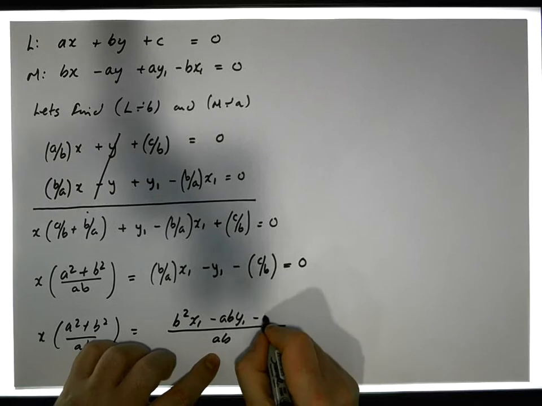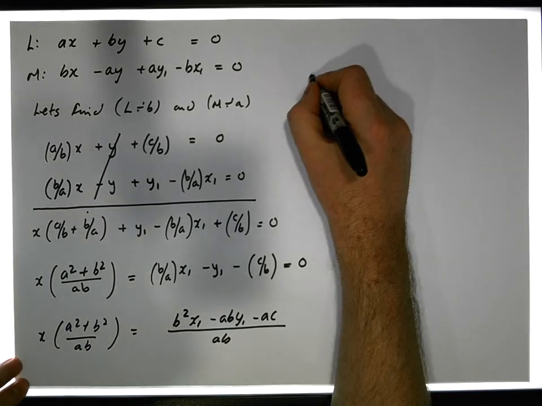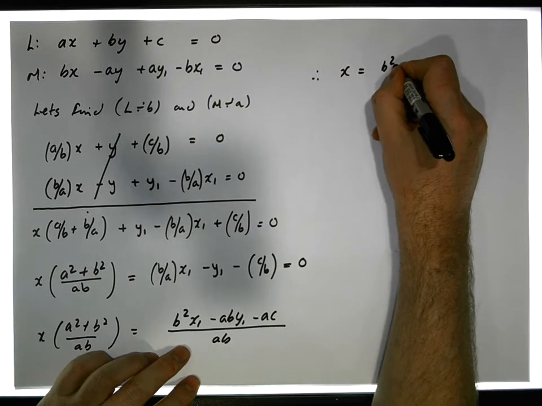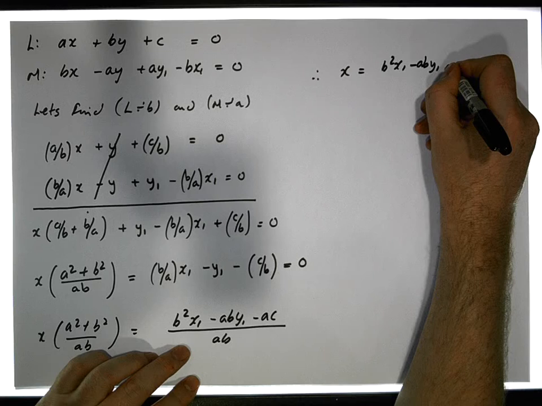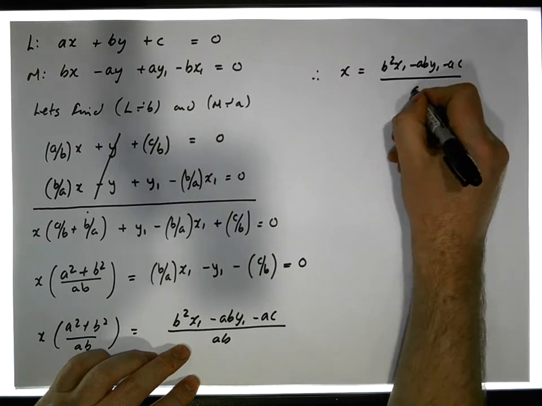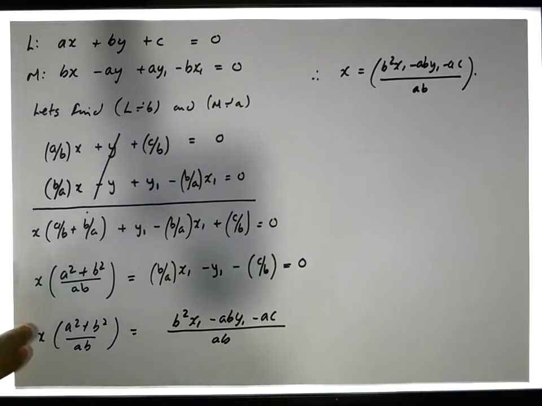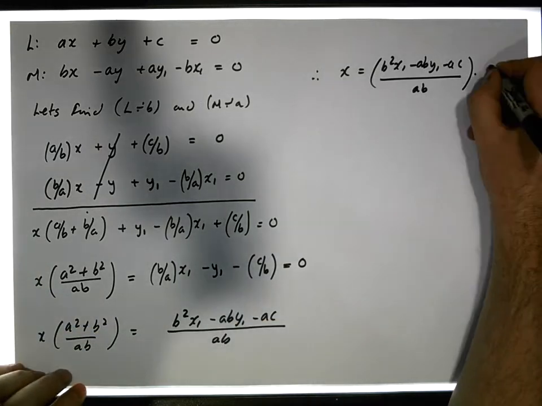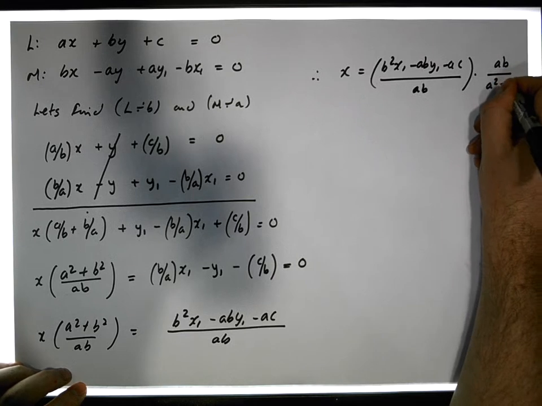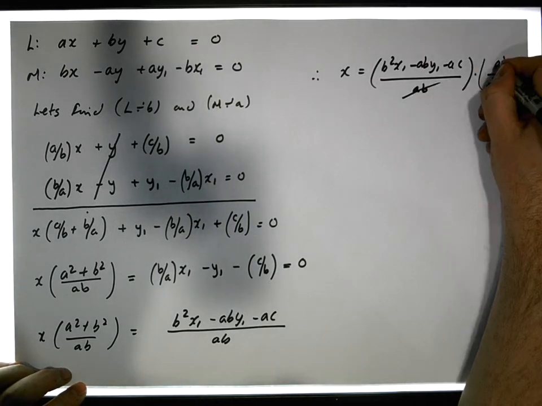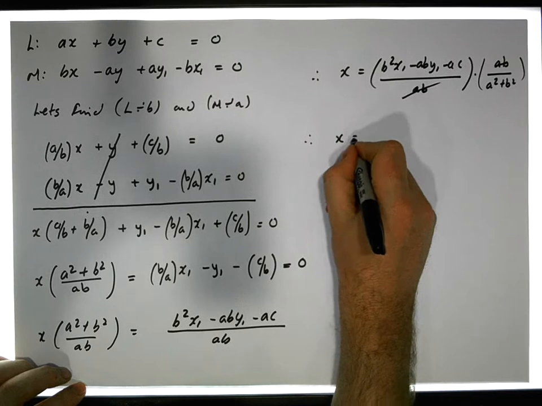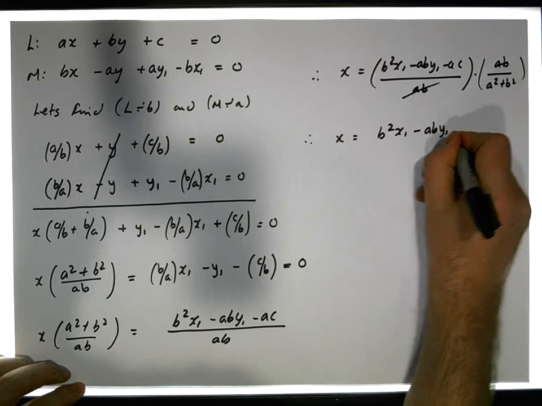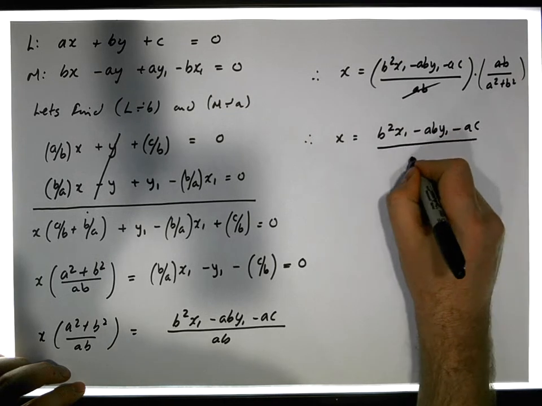Times that gives us minus ac. So therefore we have that x must be equal to this term here, b squared x1 minus ab y1 minus ac, all over ab, times, we're going to divide across by this term here, so that's the same as inverting and multiplying as a fraction, so this is times ab over a squared plus b squared. Okay, they cancel, so therefore we have x must be equal to b squared x1 minus ab y1 minus ac all over a squared plus b squared.